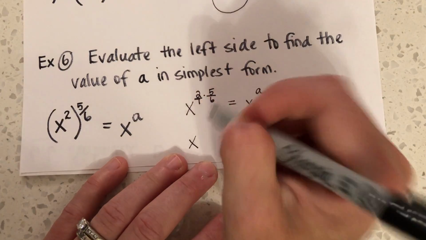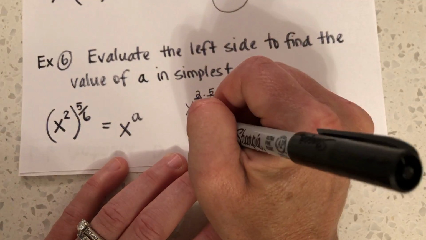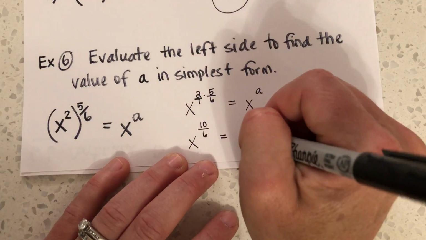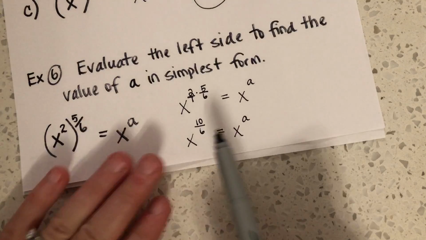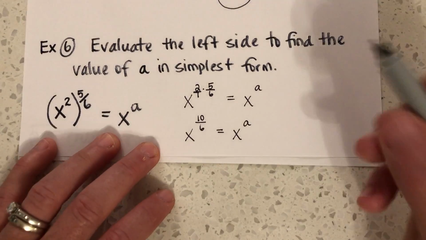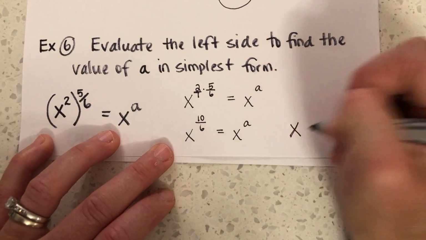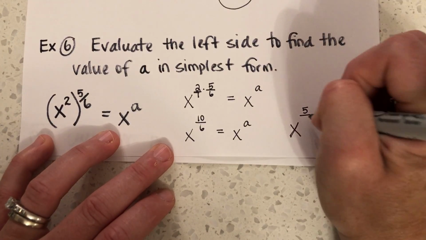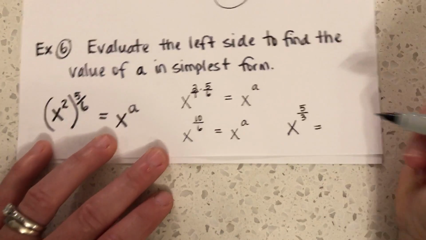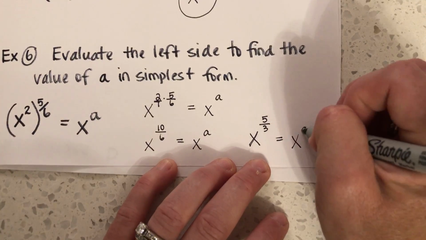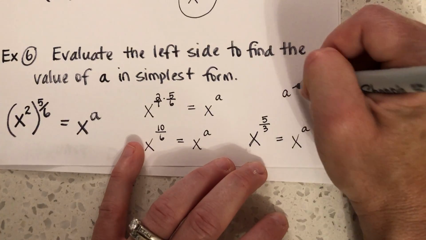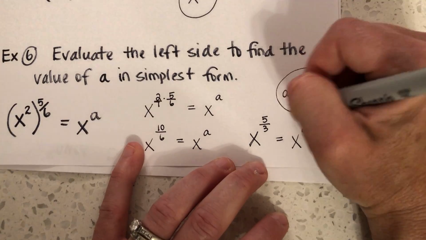So this will be x to the 2 times 5 is 10 on top, over 1 times 6 is 6 on the bottom, and that is what x to the a is equal to. But we always reduce fractions. 10 over 6 will reduce because 2 divides into both 10 and 6. So really this will simplify to x to the 5 over 3, right? Divide both of these by 2 and you get 5 and 3. And that is what x to the a ends up equaling. So in the end, what does a end up being? A ends up being 5/3. And that's what you would type in as your answer.